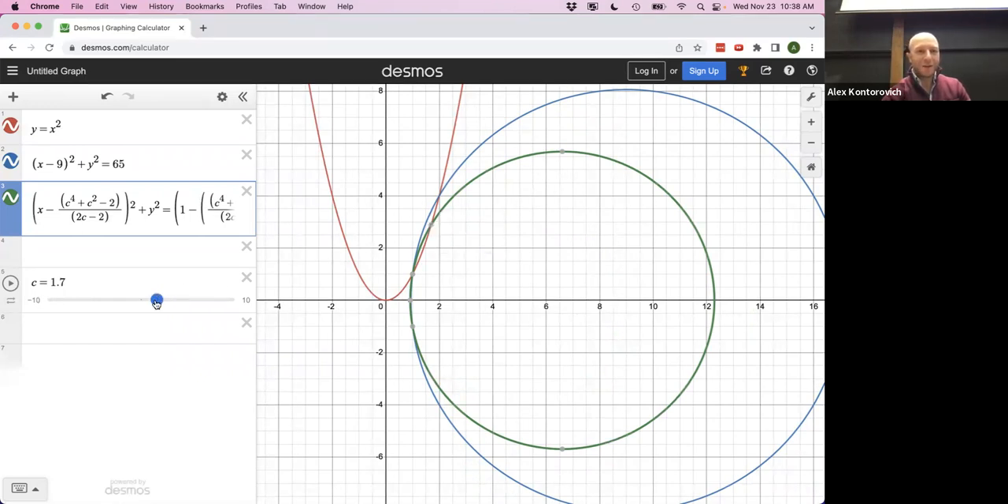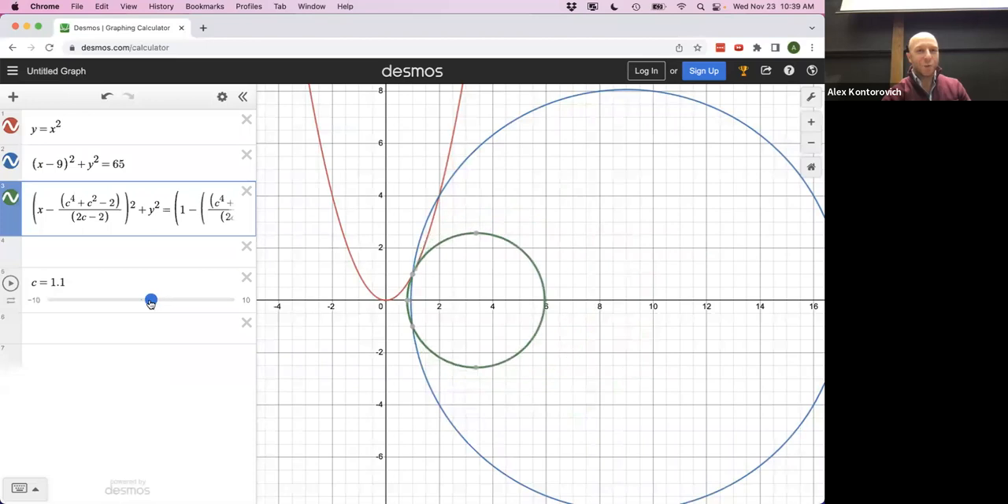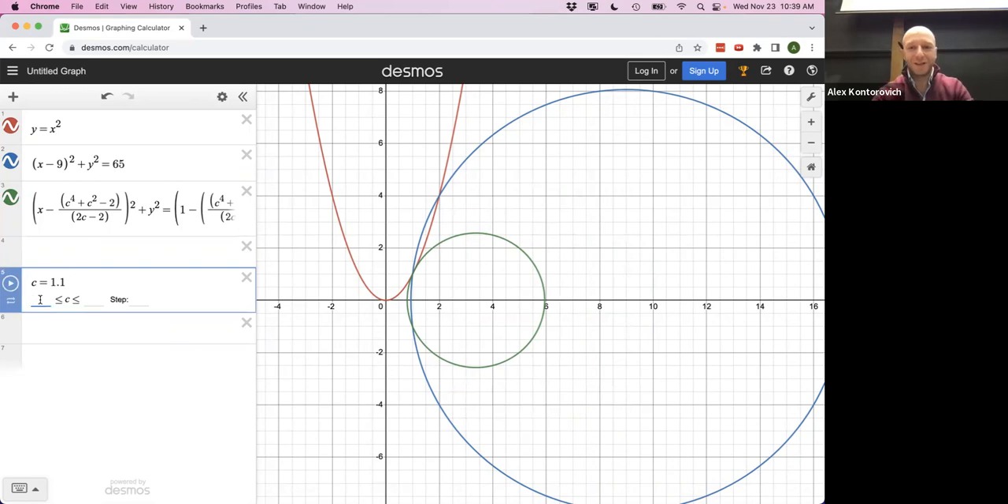Okay, so now all I have to do is take the limit as c goes to 1. Of course, it's going to disappear when c goes to 1 because it can't divide by 0. But if I zoom this in, let's see, 0.9.